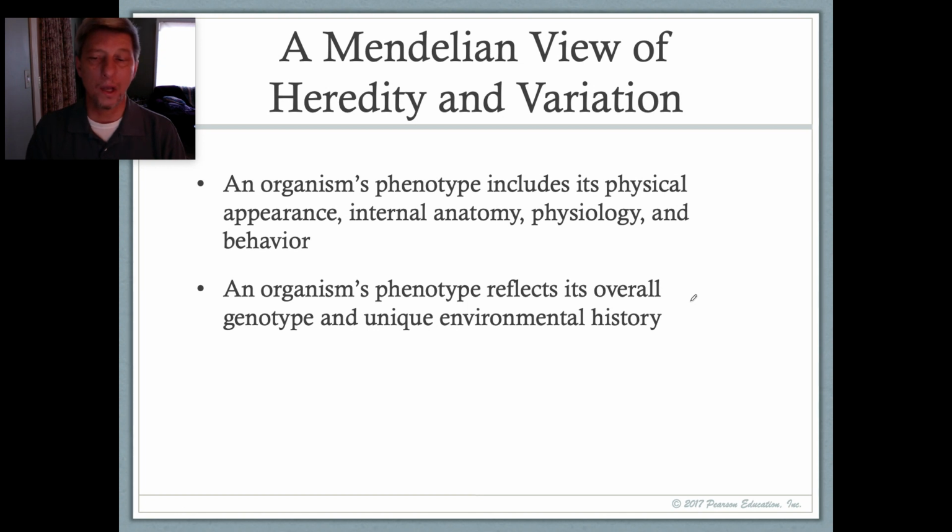Okay. So to conclude, an organism's phenotype includes its physical appearance, its internal anatomy, physiology, behavior, and a variety of other things. But the phenotype reflects its overall genotype, not just one gene per se, and its unique environmental history, right, where it's growing up, so to speak. All right, so that concludes my discussion of section 14.3. Enjoy.